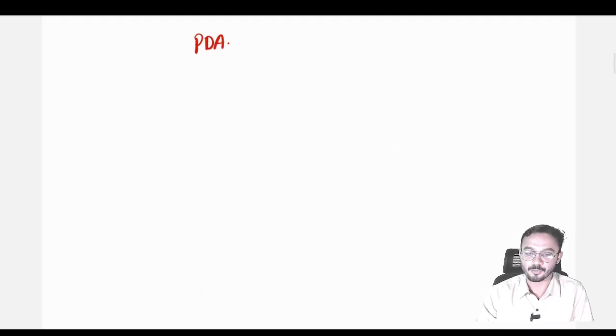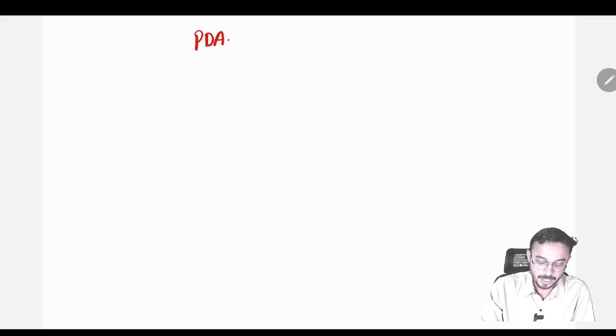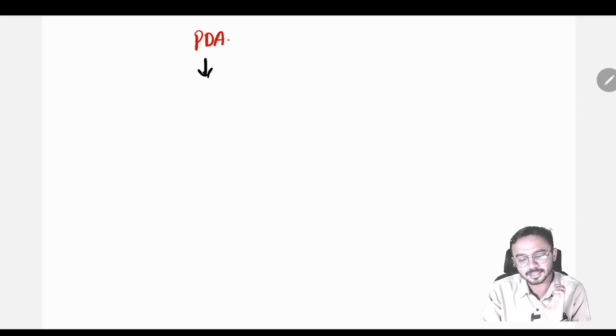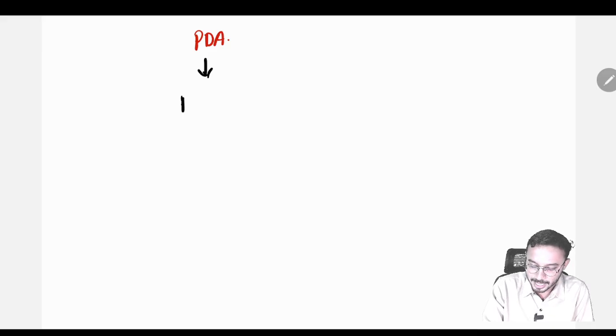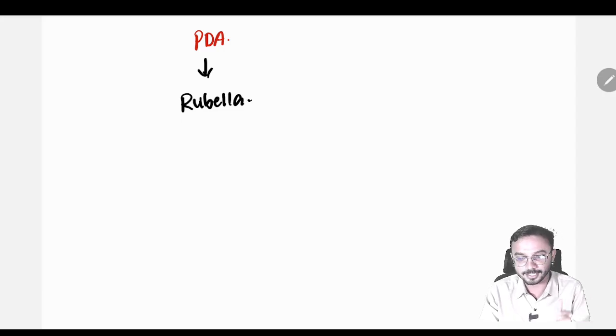And next, PDA. What do you mean by this? PDA is nothing but patent ductus arteriosus. Okay, so now let's see what happens. Can you tell me which is the infection? They will be asking this very frequently. Your rubella. Rubella infection is associated with patent ductus arteriosus.